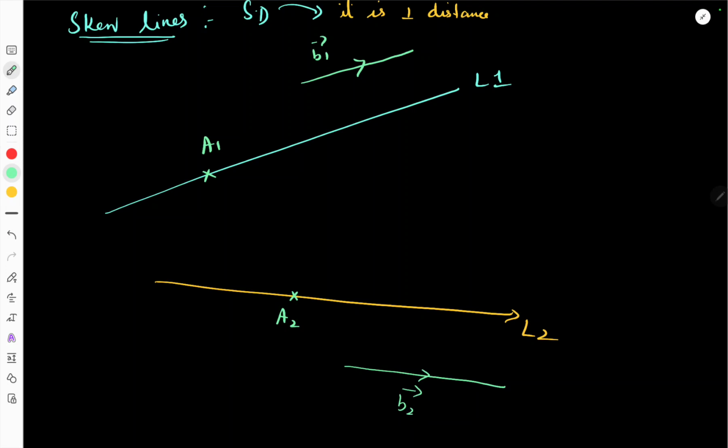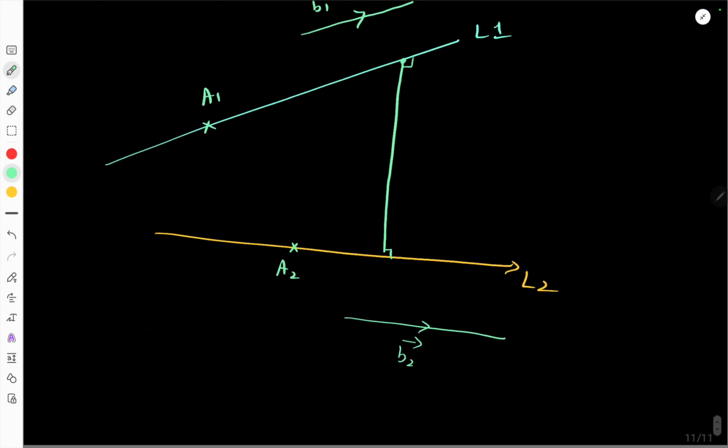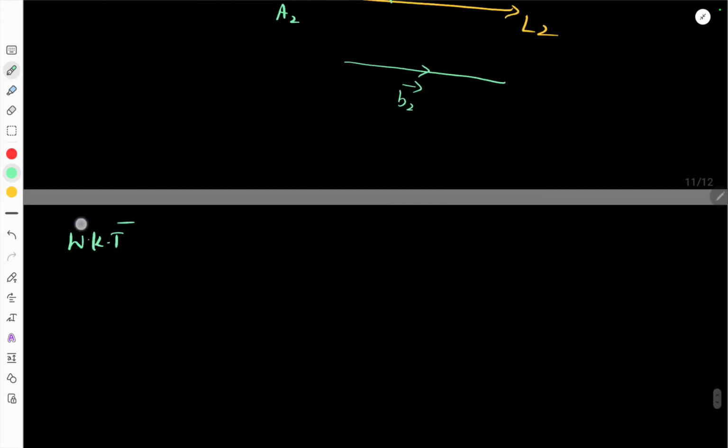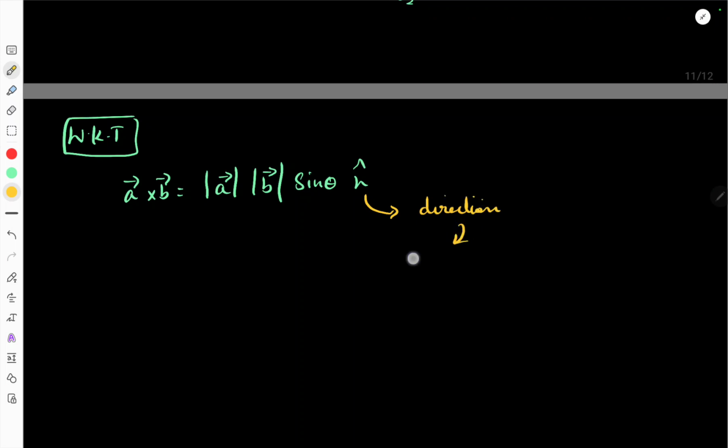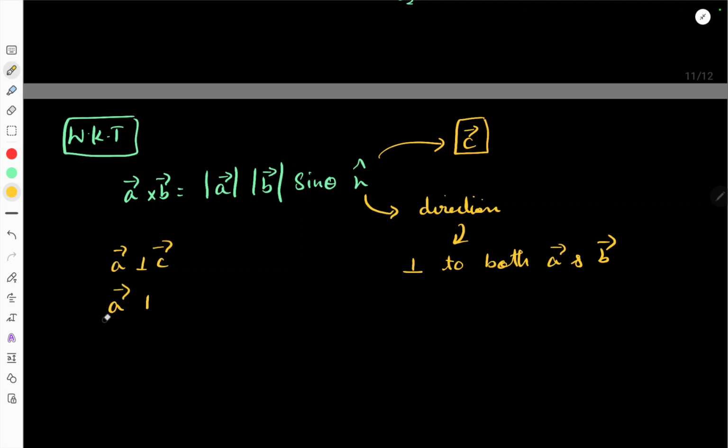Now we have to find one vector which is perpendicular to both line 1 as well as line 2. We know that in the cross product a cross b vector, the formula is magnitude of a vector into magnitude of b vector into sine theta into n cap. This n cap is the direction, and this direction is perpendicular to both a vector and b vector. If I take the cross product and get some vector, let's take it as c vector, this c vector will be perpendicular to both a vector as well as b vector.